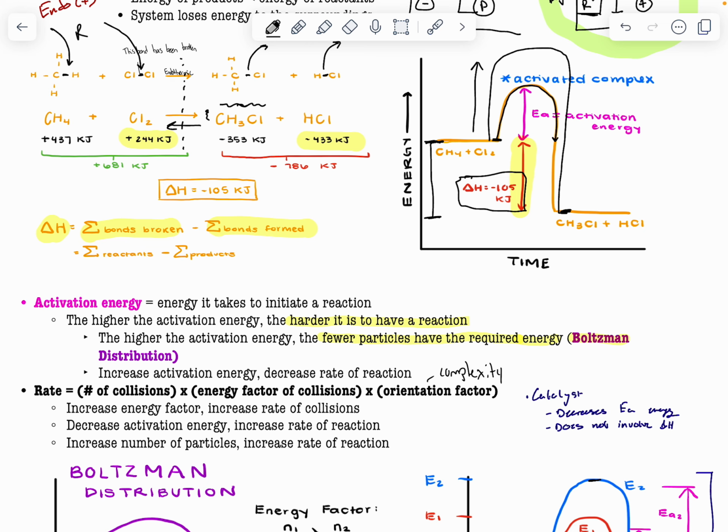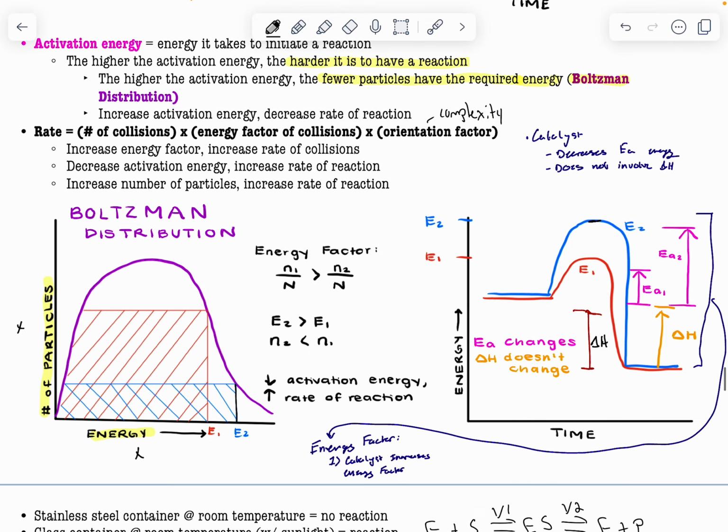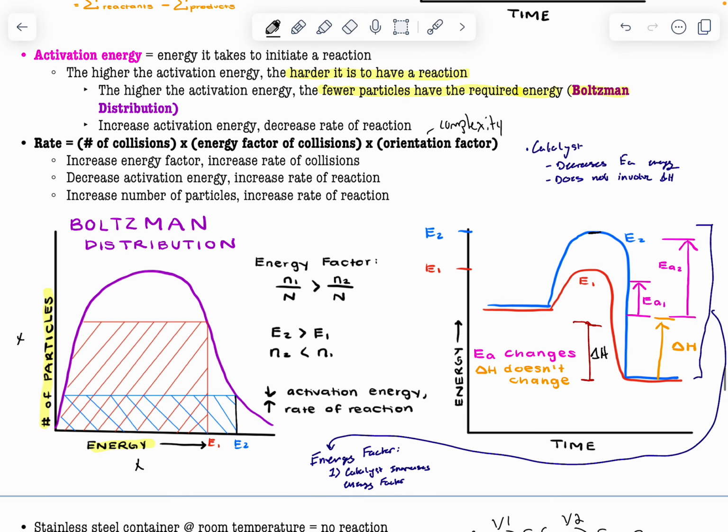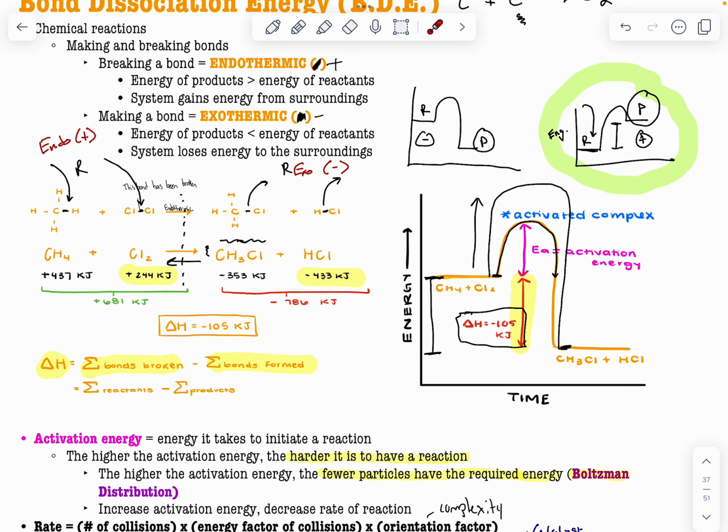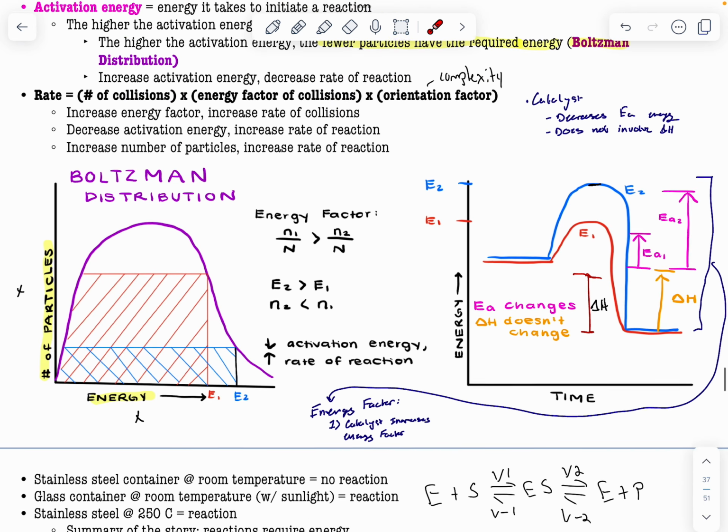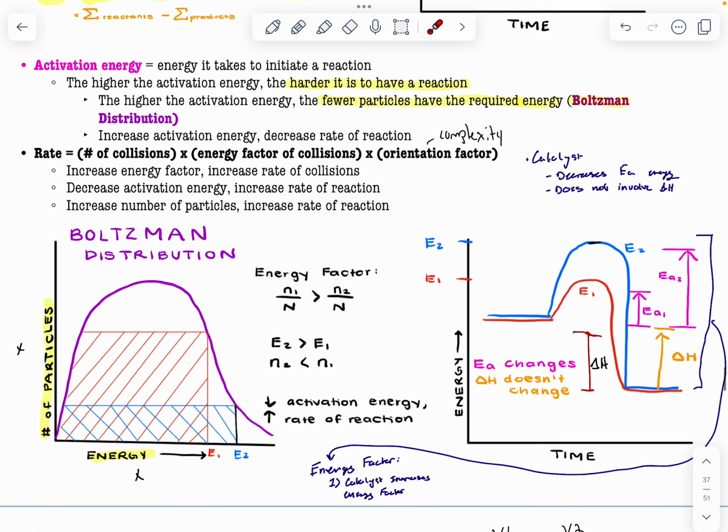In box A, each individual particle has the required energy or a higher energy per particle compared to box B, so we need fewer collisions to occur over in box A to get the required energy to get this reaction to go. And if we increase the activation energy, we decrease the rate of reaction. We've already talked about this. Basically with this little example, the smaller the activation energy, the quicker the reaction will go. All right, let's continue to talk about Boltzmann distributions.